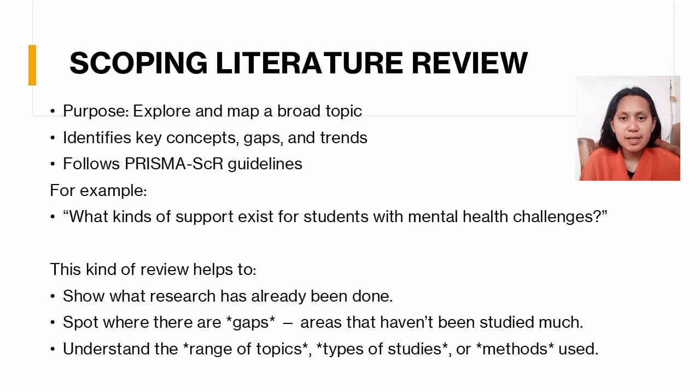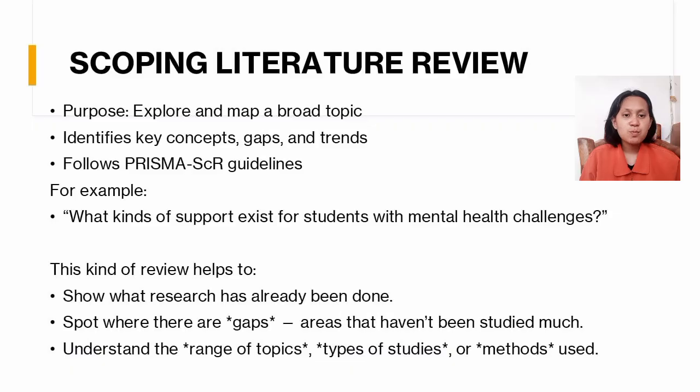Now we have here a research question. What kind of support exists for students with mental health challenges? So this kind of review helps to first show what research has already been done. Now, a scoping review provides a broad overview of all the studies and information available about the topic, in this case, support for students with mental health challenges. It summarizes existing knowledge, helping researchers and practitioners quickly understand what evidence and insights are currently available without needing to read each individual study.